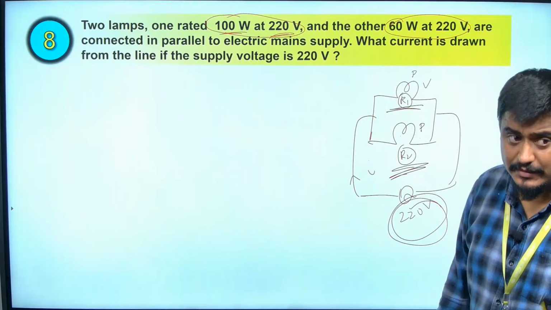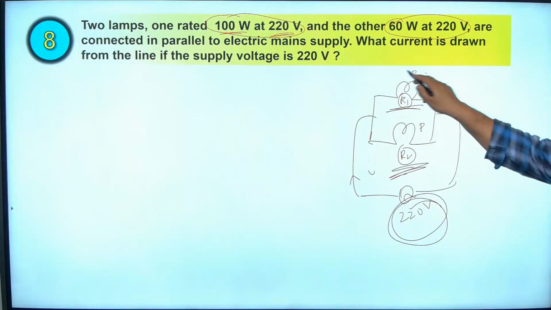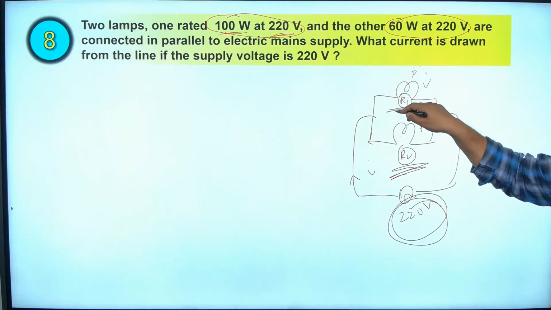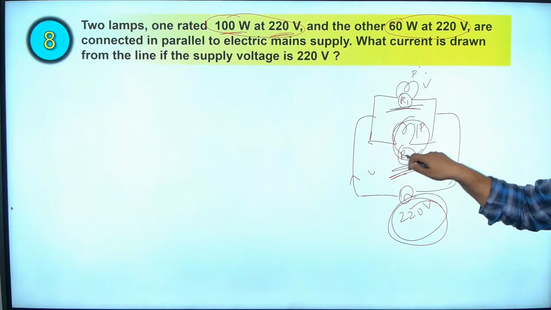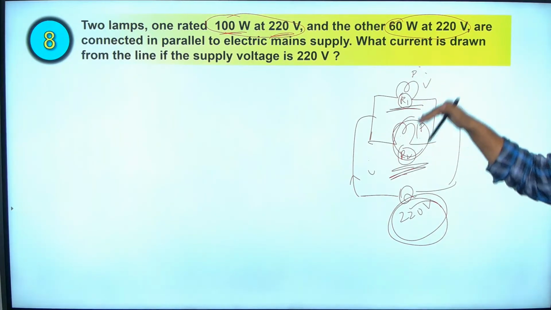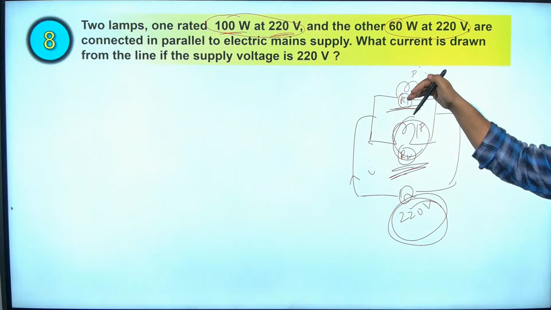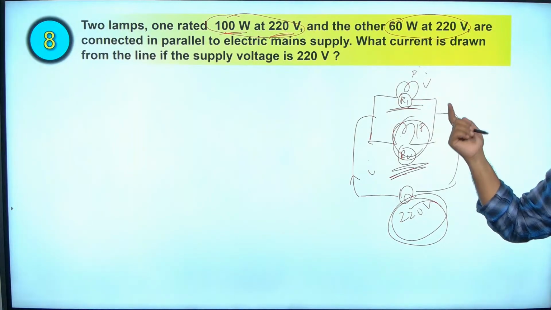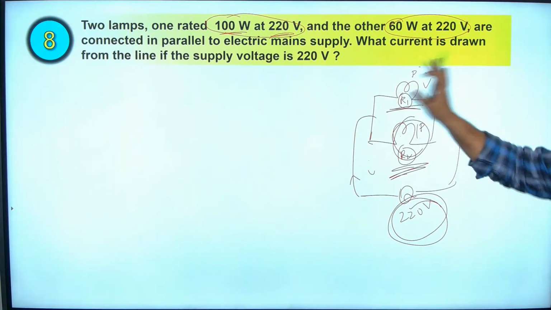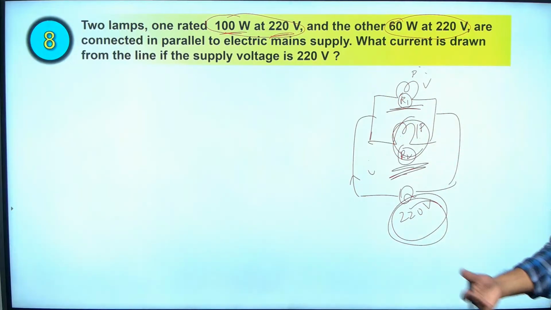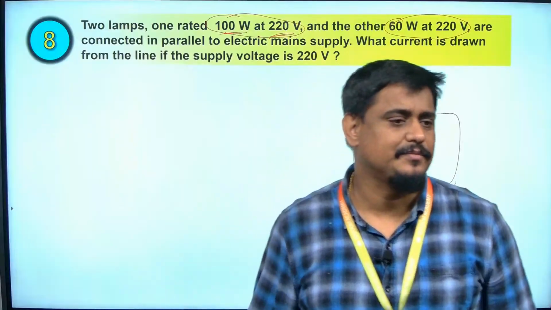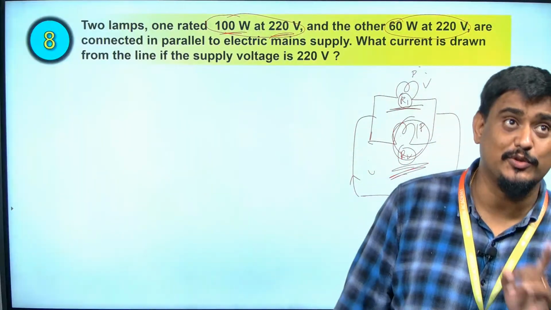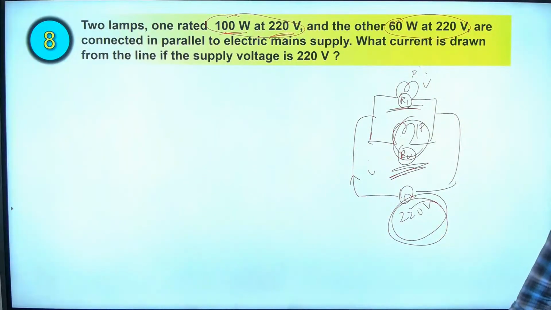I will repeat what I have done. This bulb has P and V values. We can find resistance. This bulb has P and V values. We can find resistance. These two are in parallel. So 1 by R equivalent is equal to 1 by R1 plus 1 by R2. We will find R equivalent. If R is known, V is known, can I not find I? R is equal to V by I. That is the way of solving the question. This question has come in the board exam, I told you. The same question has come in the board examination also.